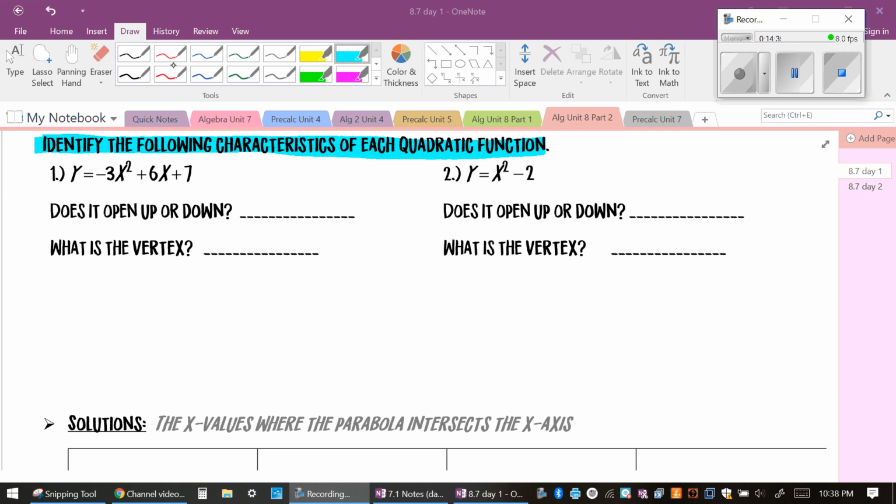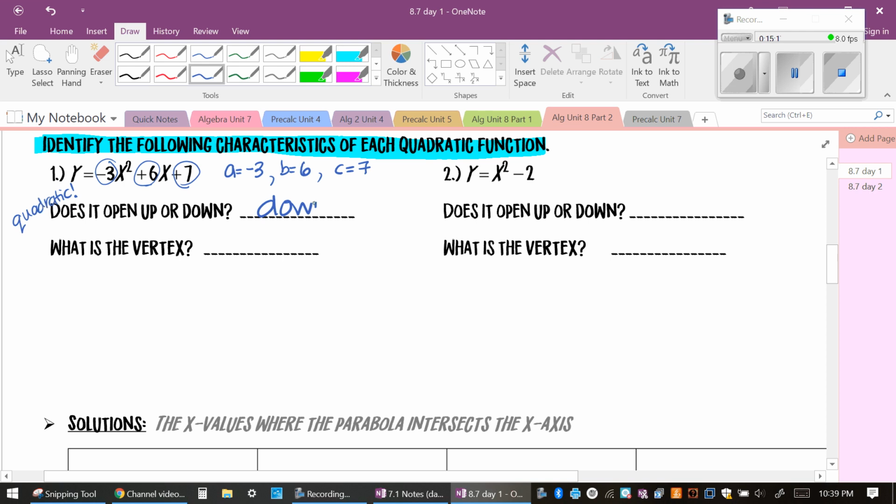Okay. To determine whether a parabola or a quadratic function opens up or down, I need to look at my quadratic term. It'll also help for the vertex if we just find a, b, and c. The quadratic term has a negative 3 in front, the linear term has a positive 6, and the constant term is positive 7. When you're deciding if it opens up or down, you need to look at your quadratic term. My quadratic term was negative 3x squared. That is negative, and that means it's going to open down because a was negative.